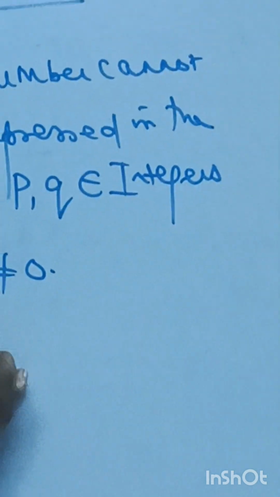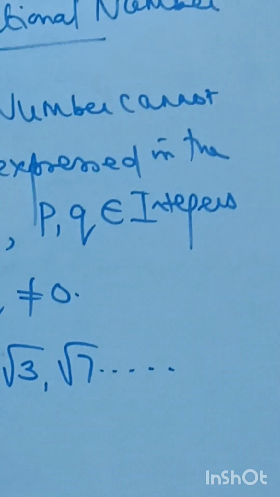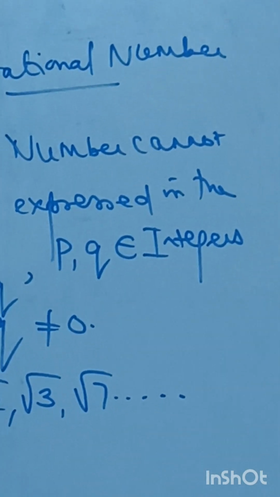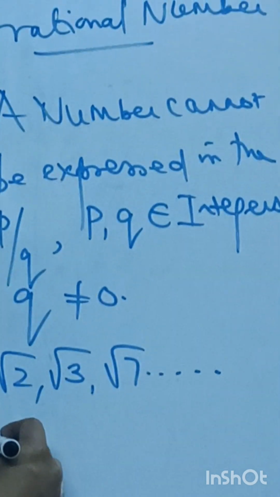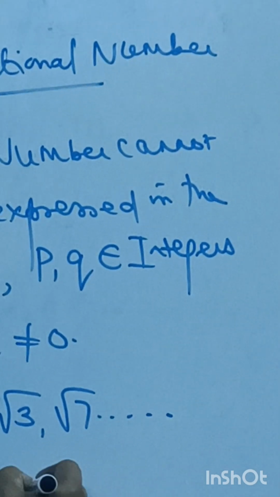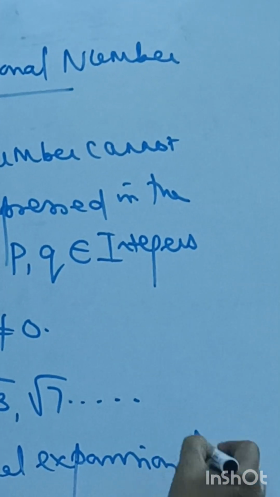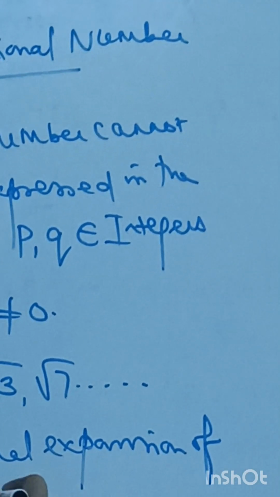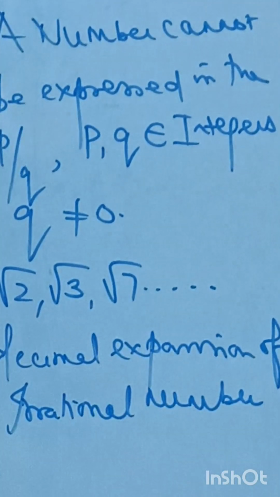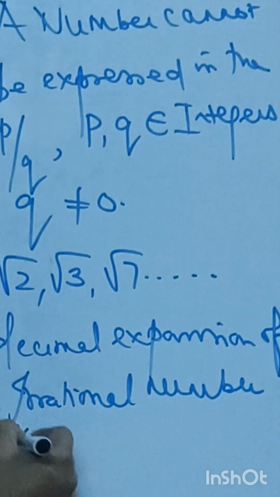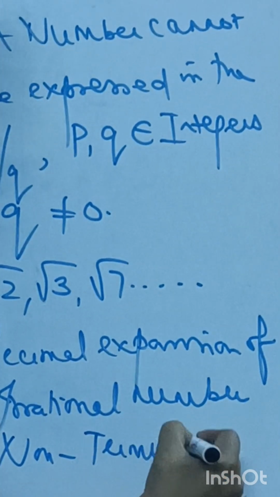For example, root 2, root 3, root 7, etc. These are examples of irrational numbers. And the decimal expansion of an irrational number is non-terminating and non-recurring.